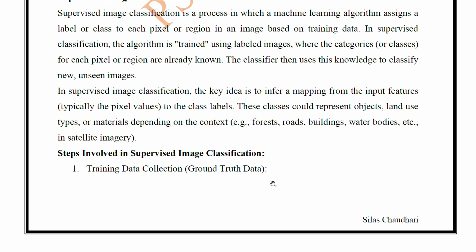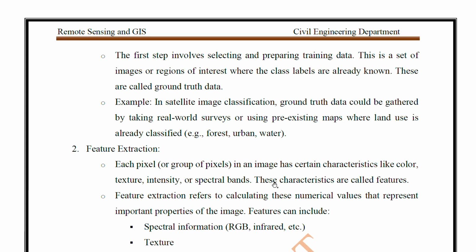First is the training data collection, ground truth data. We call it ground truth data. The first step involves selecting and preparing training data. This is a set of images or regions of interest where the class labels are already known. These are called ground truth data. Example: in satellite image classification, ground truth data could be gathered by taking real world surveys or using pre-existing maps where land use is already classified.